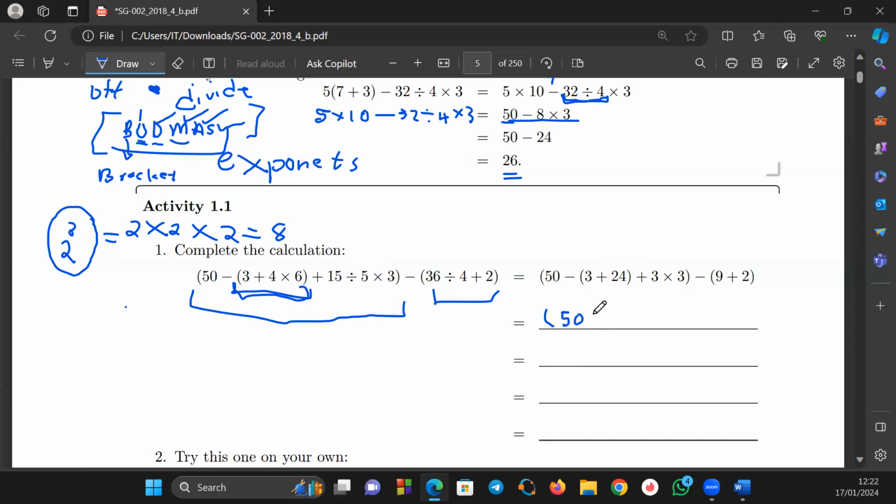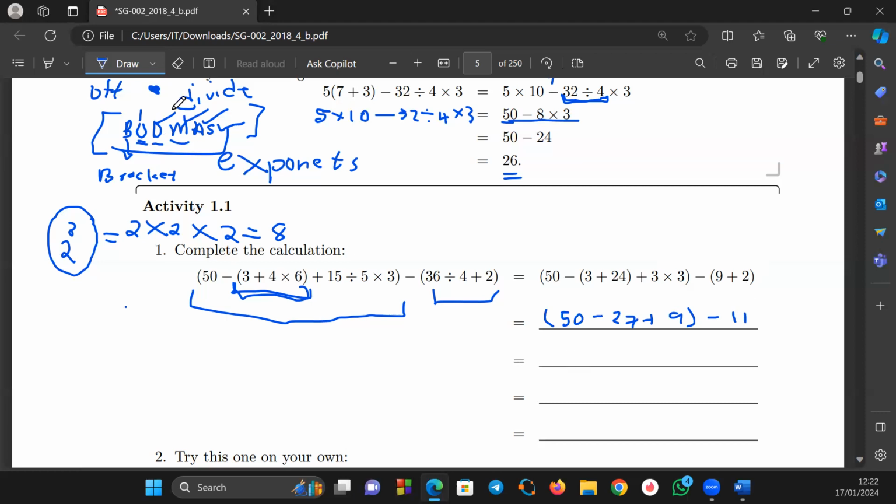Then in these brackets now, there is no more problem. We're going to add them. We're going to say 3 plus 24, which is going to give us 27. Plus 3 times 3, which is going to give us 9. You write 9, you put your brackets there, minus. Now you add 9 plus 2, it's going to be 11. You write your 11. That's the first block that we filled.